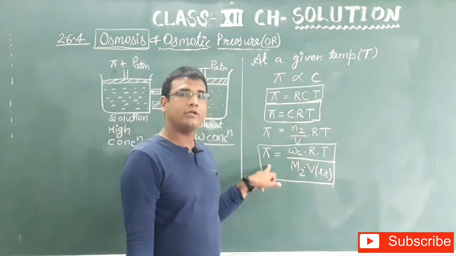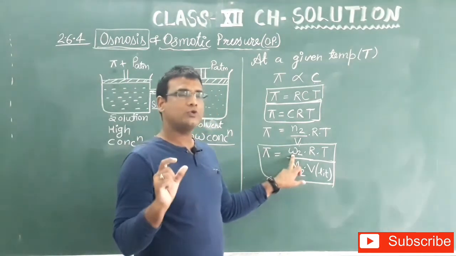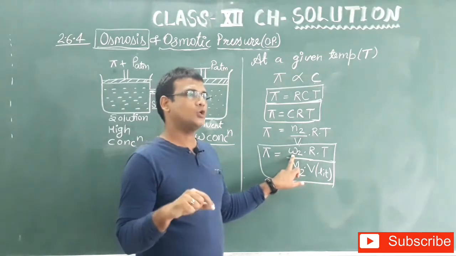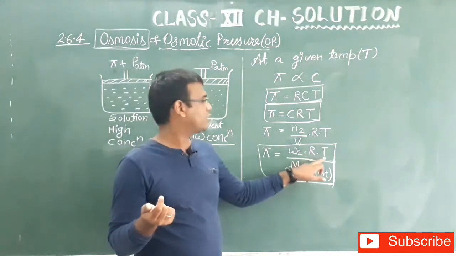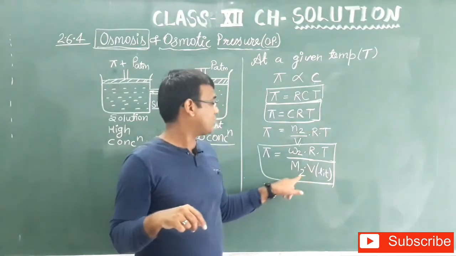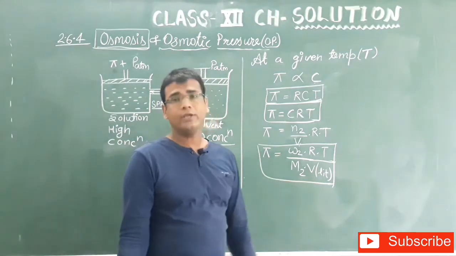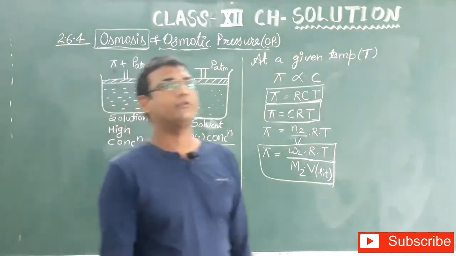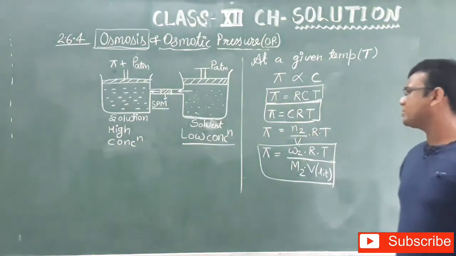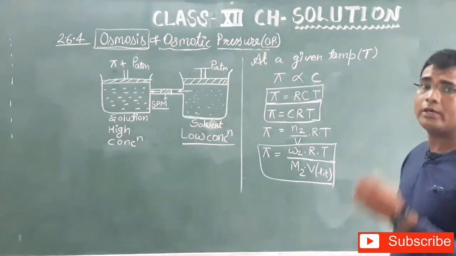Osmotic pressure, the expression for osmotic pressure is W2 (the given mass of solute) into R, our universal gas constant, T, the temperature at which we are performing this experiment, M2, the molar mass of that solute, and V, the volume in liters. So this is the expression for osmotic pressure. With the help of this expression, you can easily calculate the value of osmotic pressure for a given solution.